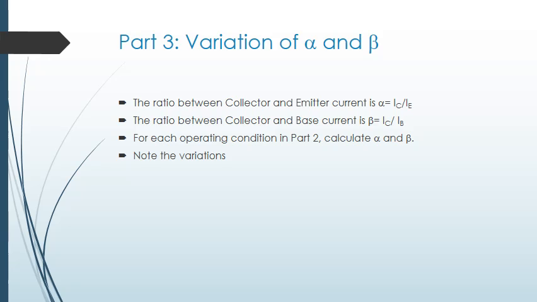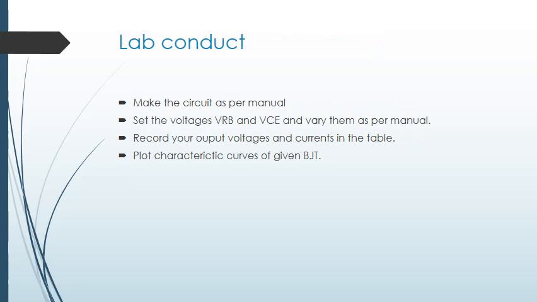In the third part, we would look at the variations of alpha and beta, which are basically the ratio between collector and emitter current and collector and base current respectively. So alpha is IC over IE and beta is IC over IB. For each operating condition in part 2, we can calculate alpha and beta and note the variations under various operating conditions. So now you can get on with the lab.